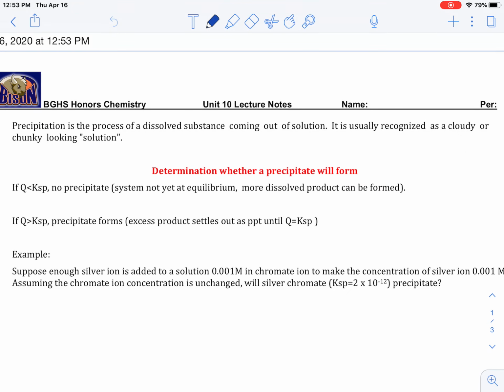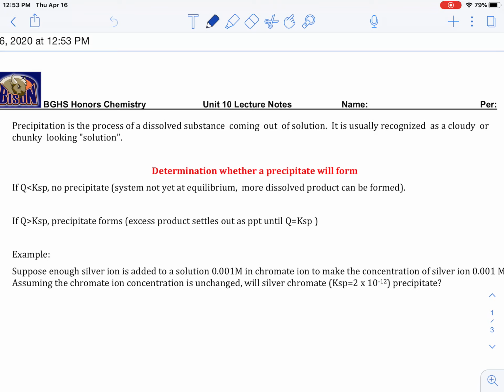Okay, in this final equilibrium lesson, we're going to learn how to predict whether a precipitate will form if you mix solutions together. Now, this is related to some of the solubility rules that you learned in the last unit, and it's definitely going to use a lot of the previous lessons that we talked about in this unit.